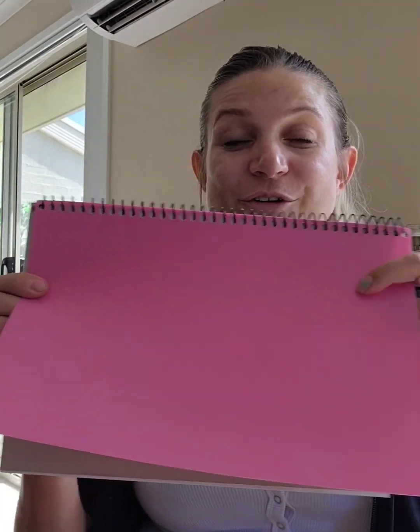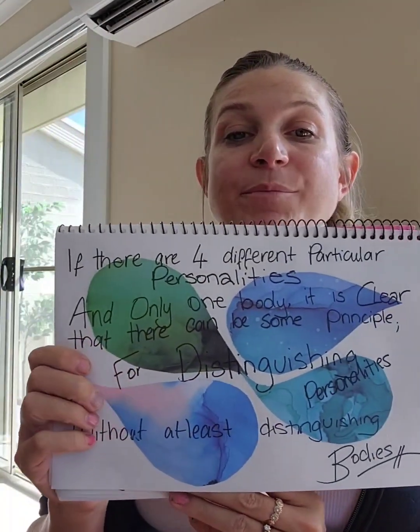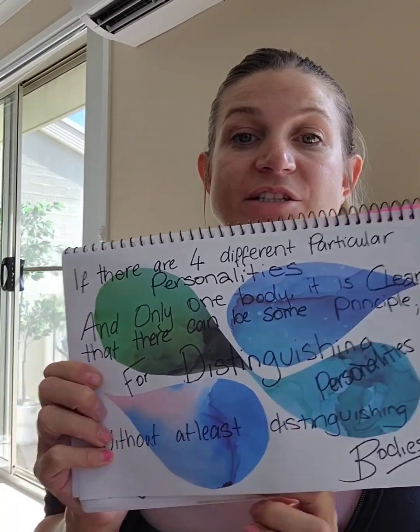So this is my journal. On the front page, I pre-frame what the audience is going to see. It says, if there are 4 different particular personalities and only one body, it is clear that there can be some principle for distinguishing personalities without at least distinguishing bodies.